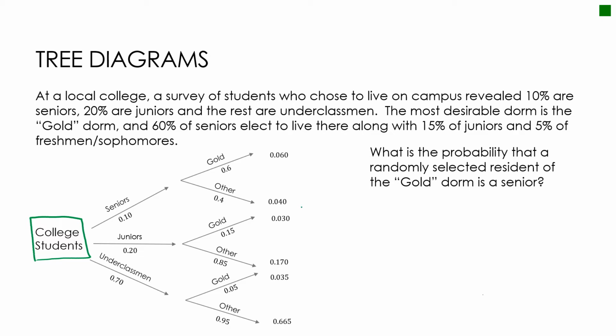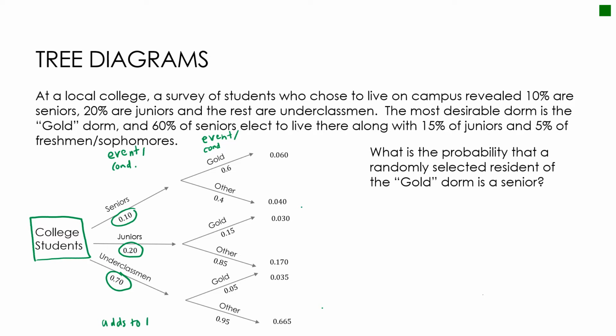Each of these sections is essentially an event or a condition. The first event or condition in this case is the class: senior, junior, underclassmen. Notice I've broken it off into senior, junior, and underclassmen, and I've written those values. What I want you to notice is that it all adds to 1. That's important because we talked before about how our sample space must add to 1.